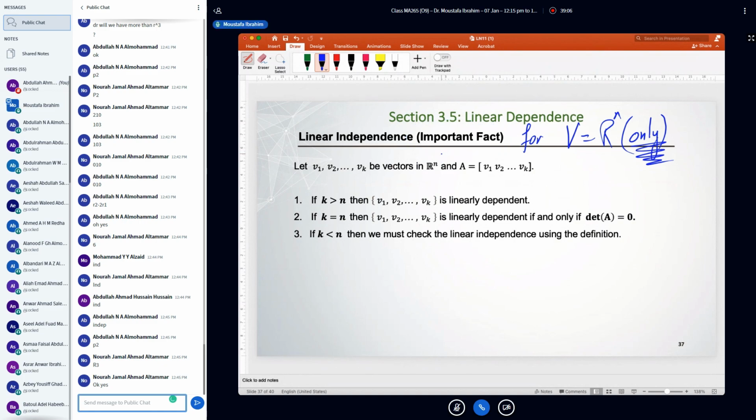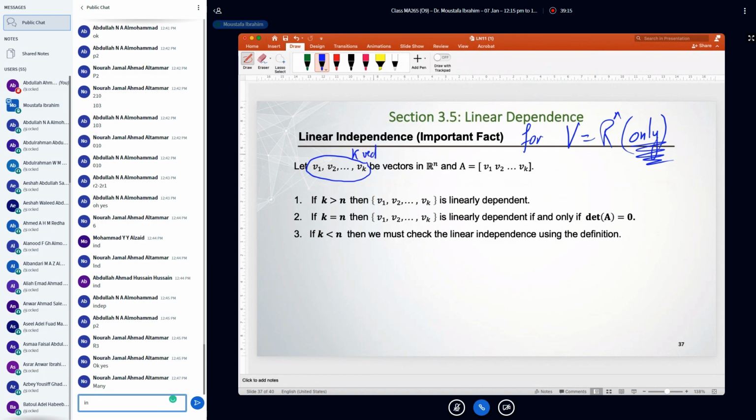Look, guys, it says if we have how many vectors here? V1 to Vk, how many vectors? K vectors. Not many, K. From 1 to K, it's K. Like from 1 to 10, we have 10. Okay?